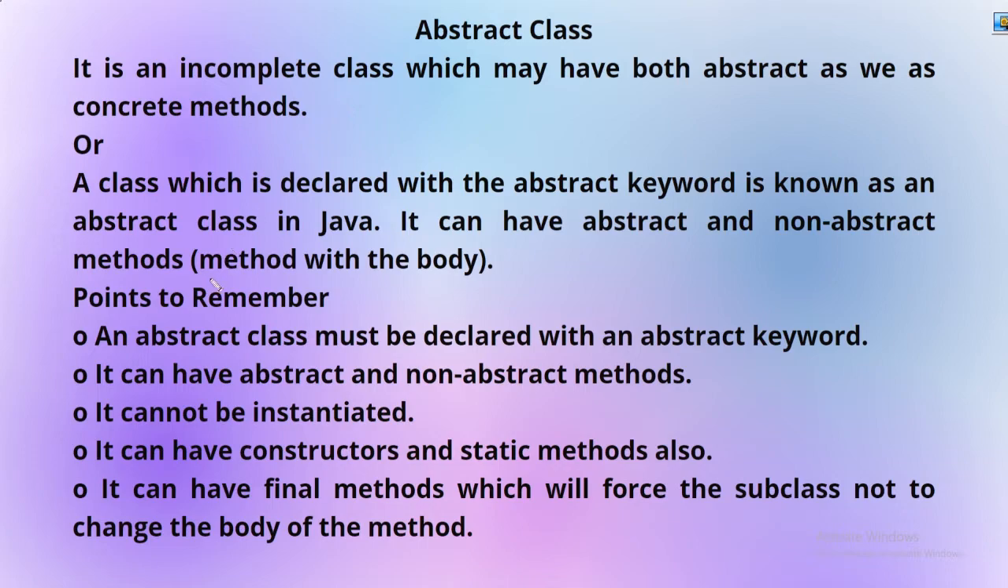Points to remember about this abstract class. An abstract class must be declared with an abstract keyword. It can have abstract and non-abstract methods. It cannot be instantiated. It can have constructors and static methods also. It can have final methods which will force the subclass not to change the body of the method. These are the points which you need to remember when you are dealing with an abstract class.